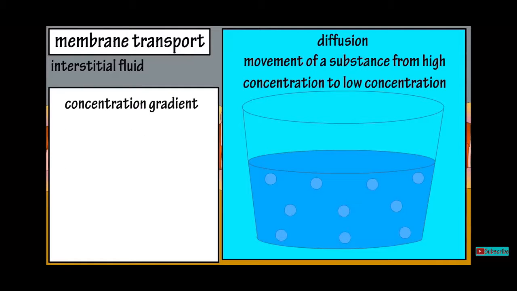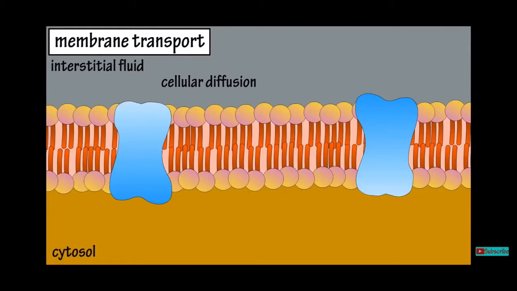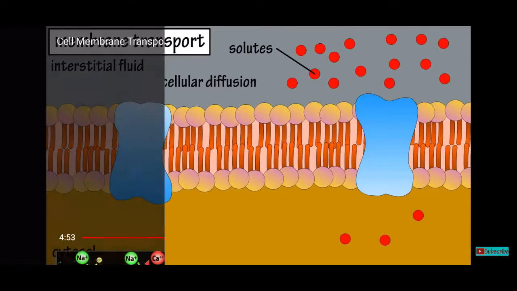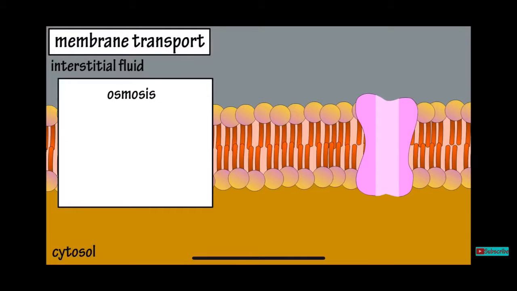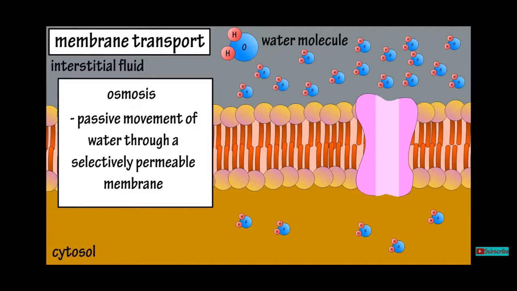Diffusion occurs down a concentration gradient, which is a difference in concentration of a substance between two areas. So the sugar molecules will move from an area of high concentration to an area of low concentration. Cellular diffusion is when diffusion of a solute, which is a dissolved substance. Osmosis is the passive movement of water through a selectively permeable membrane. This occurs when there's a difference in concentration of water on either side of the membrane.